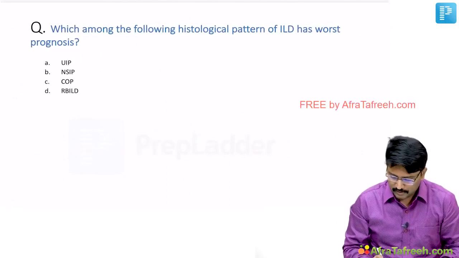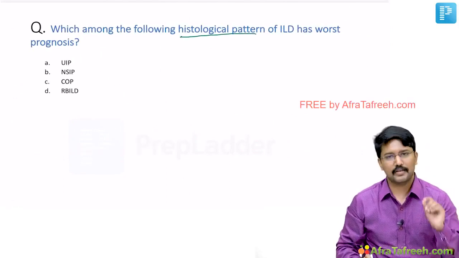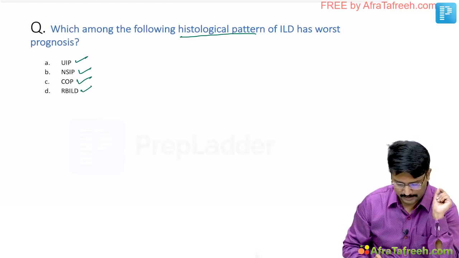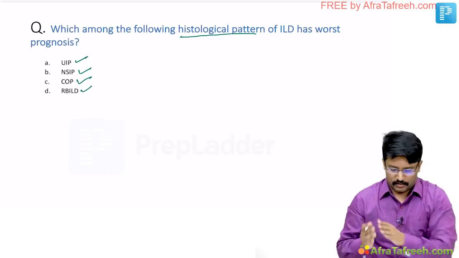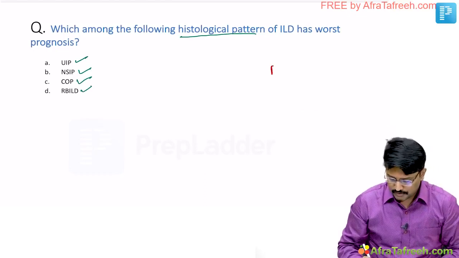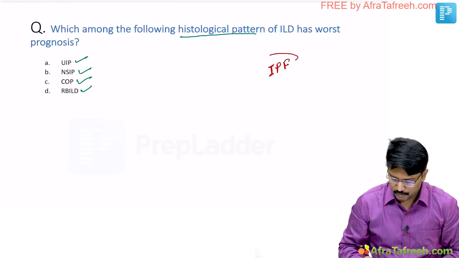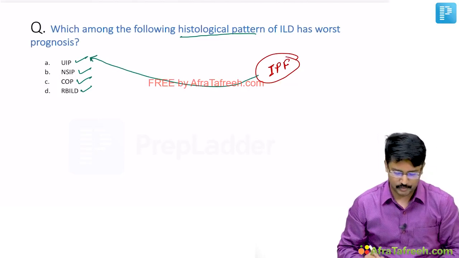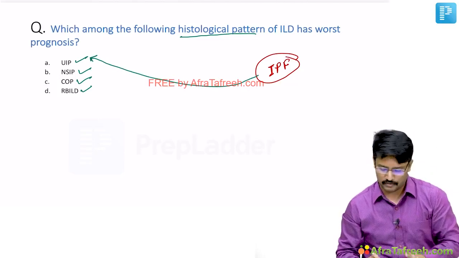Which among the following histological patterns of ILD has the worst prognosis? UIP, NSIP, COP, RB-ILD. As I told you, the worst prognosis is with idiopathic pulmonary fibrosis, which is a clinical term for the histological term UIP. So UIP has the worst prognosis.